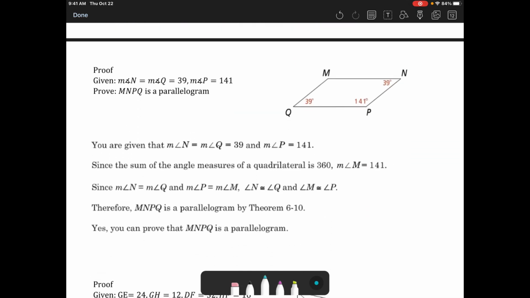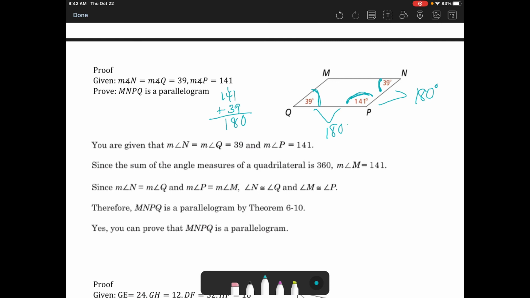All right, so given that the measure of angle N is equal to Q, and P is 141, can you prove that this is a parallelogram? Well, remember that consecutive angles are supplementary. So let us see, is 141 plus 39 equal to 180? Well, 9 plus 1 is 10, carry your 1, that's 8. So yes, these are 180, and these are 180. Their sum is 180.